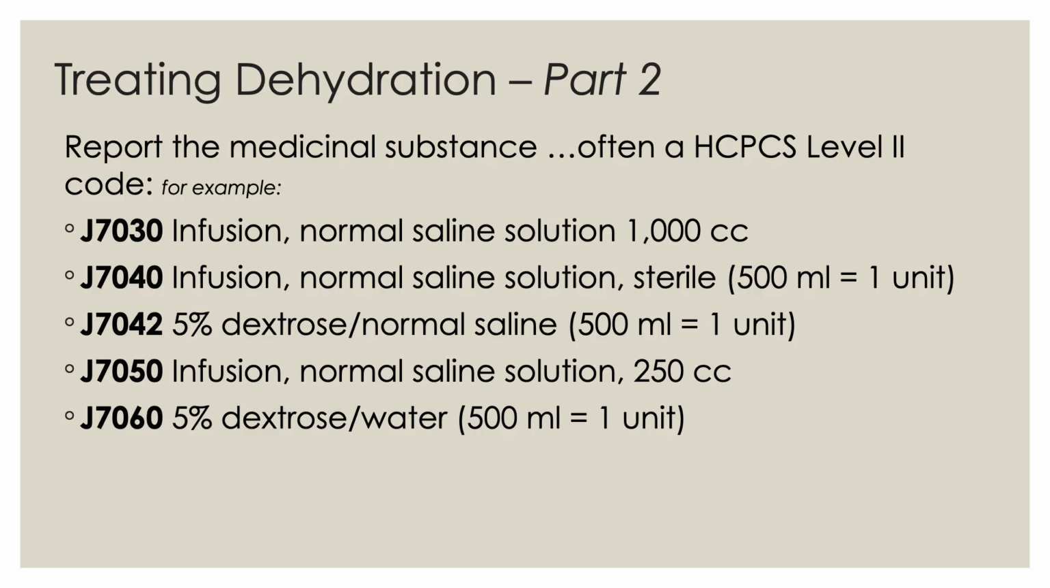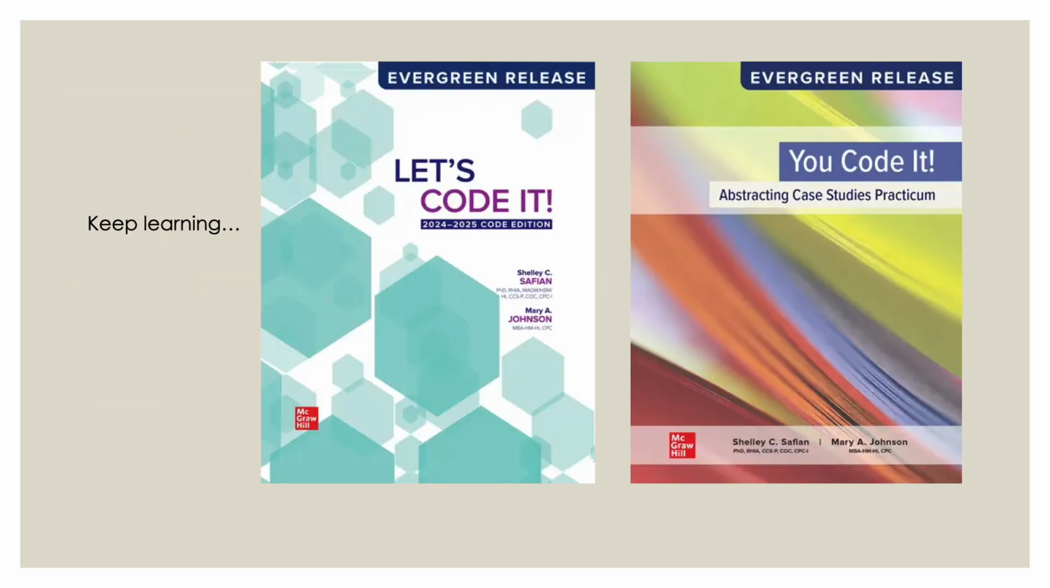and J7030 would be fraud because you would be overcoding because the patient did not receive 1000 cc's. The patient only received 500 cc's. Okay. So be very, very careful. Make sure the documentation is complete. And now you know how to report a case of dehydration outpatient.